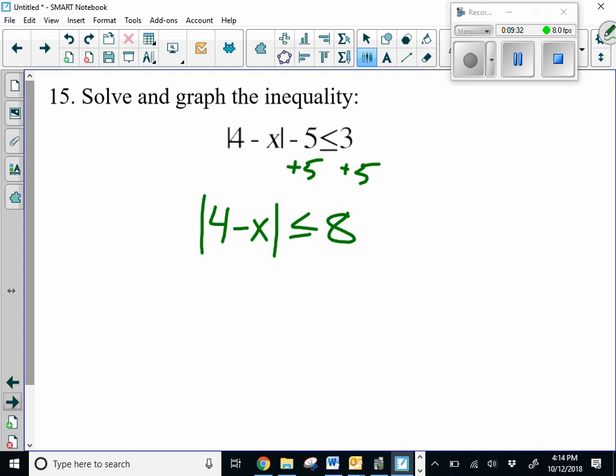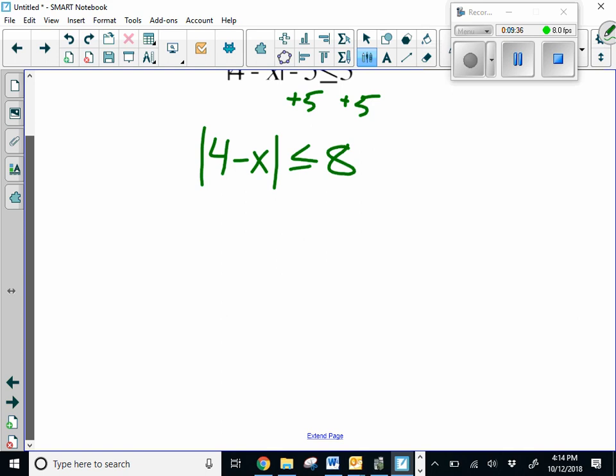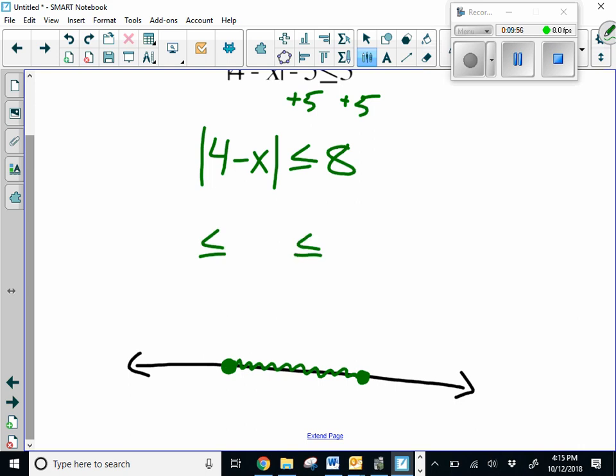So we've isolated. Now, this is less than. So less than, that means we're going to have one connected piece, and in this case, it's going to be closed circles. We already know this, right? So since it's one connected piece, we can actually write one connected inequality. We'll have one connected inequality with that 4 minus x in the center, 8 over there, and negative 8 on the left.